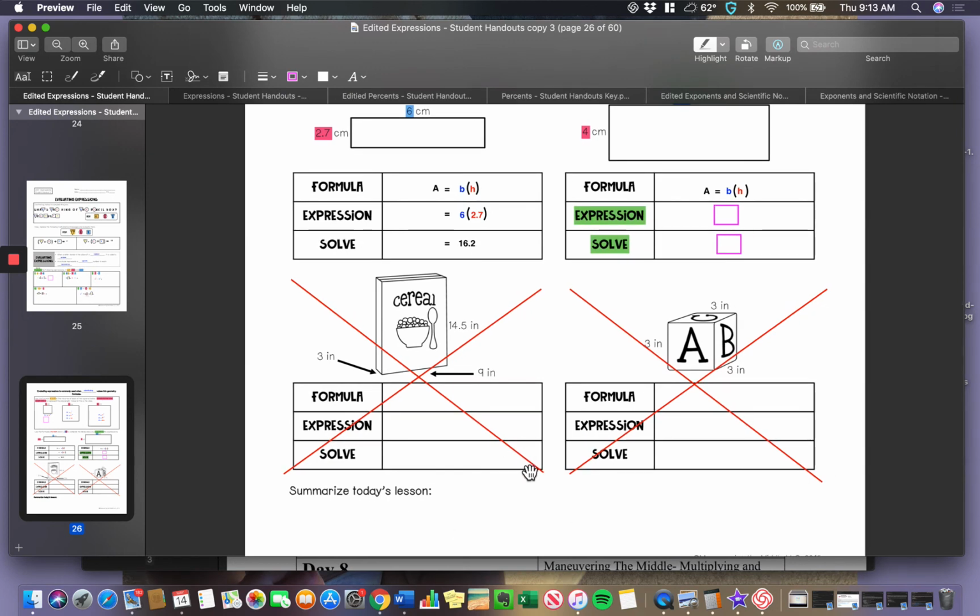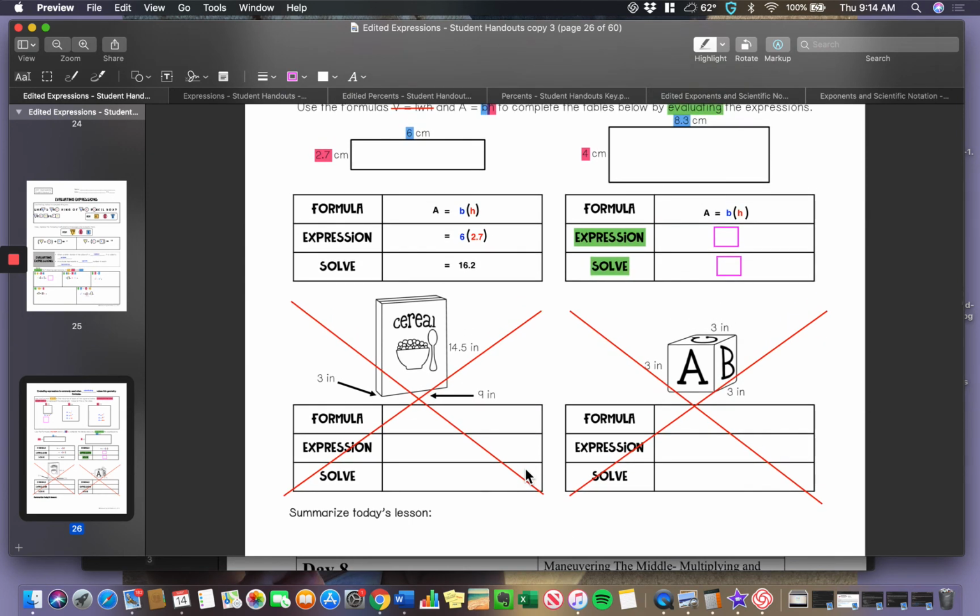When you want to summarize today's lesson, you can always talk about what substitution is in math. For example, when we have a variable and it tells us what that variable is equal to, we need to replace the variable with the number that's given.